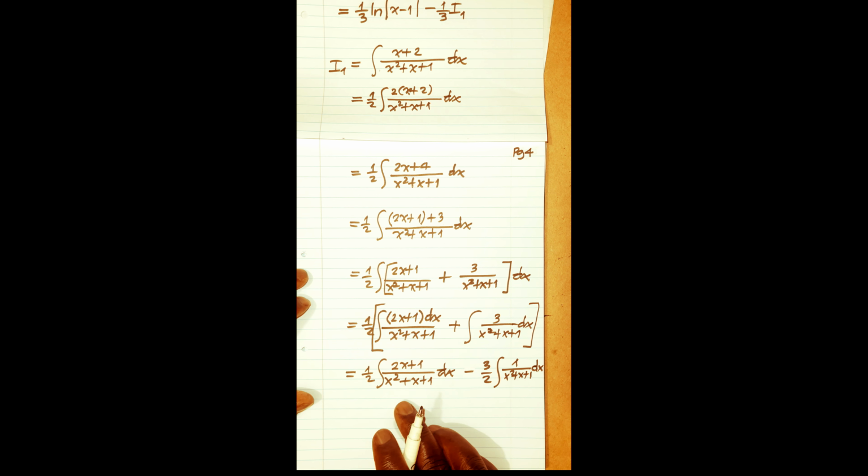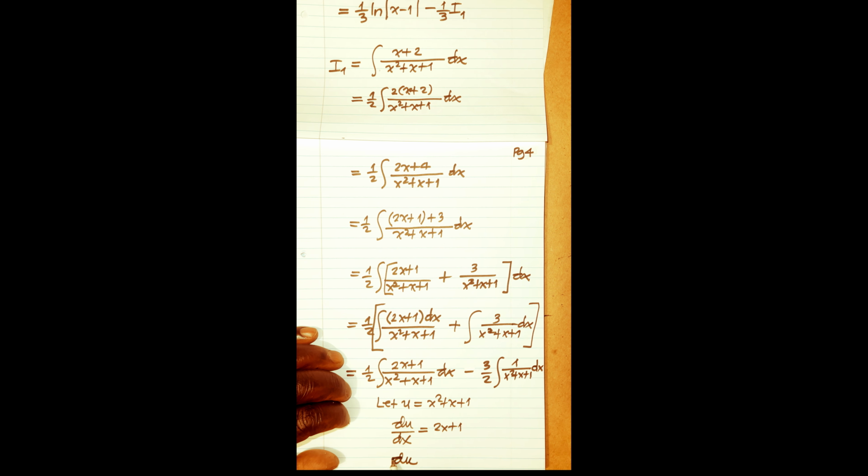So this part here, we are basically saying, everything is fine. So we're now saying we're going to let u be equal to this part, x squared plus x plus 1. What is du dx? Du dx is going to be equal to 2x plus 1. Remember, derivative of 1 is 0. Multiply by dx both sides. Du is equal to, in brackets, 2x plus 1 dx.